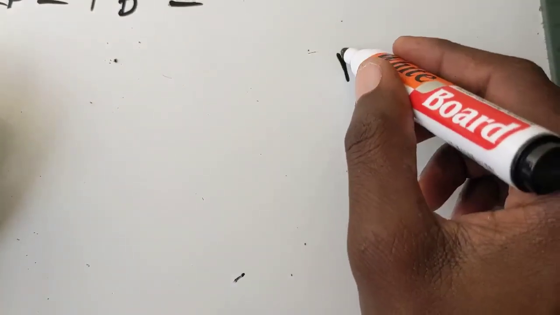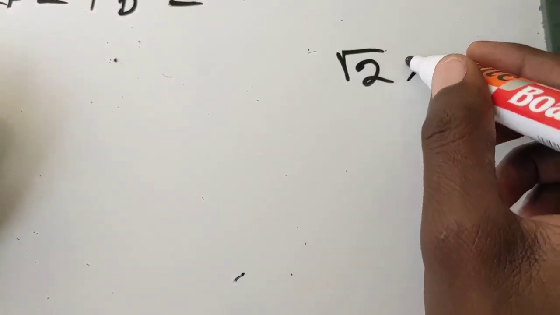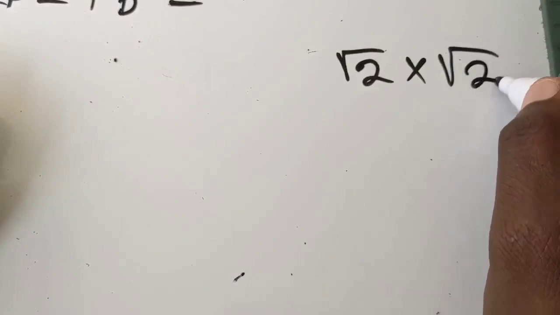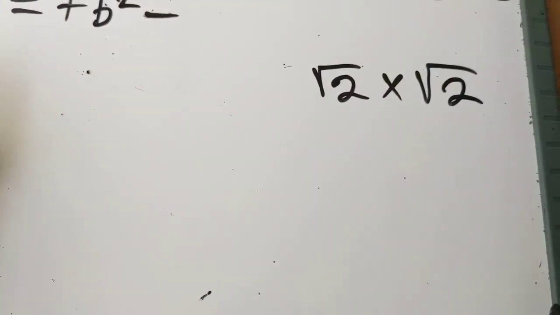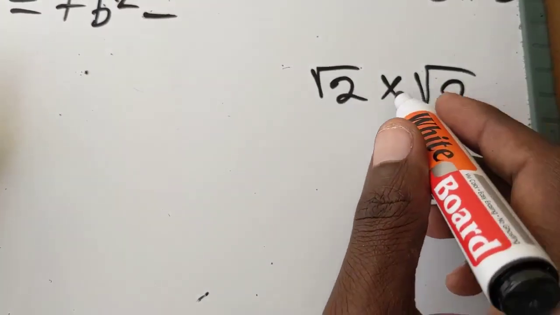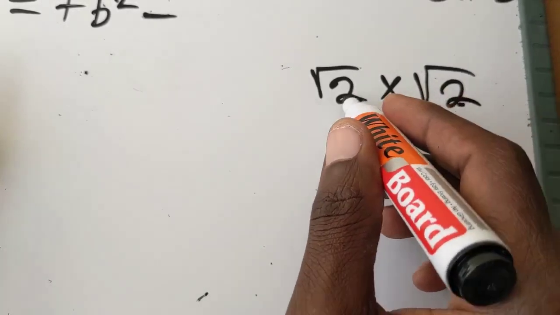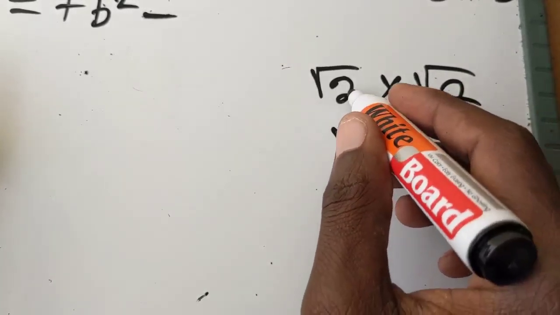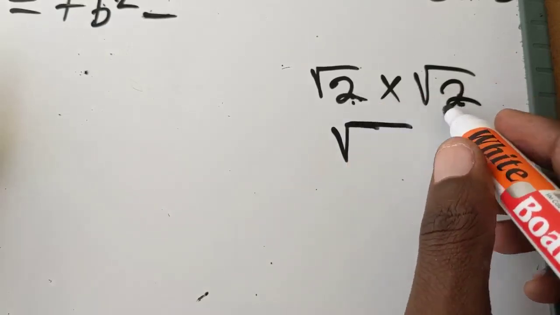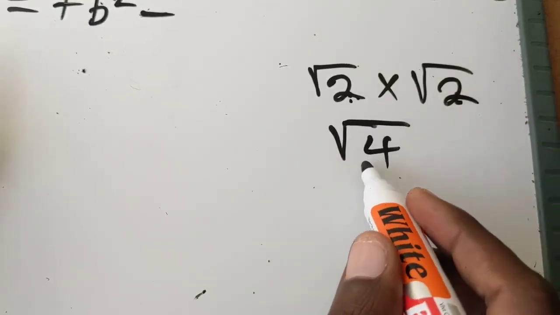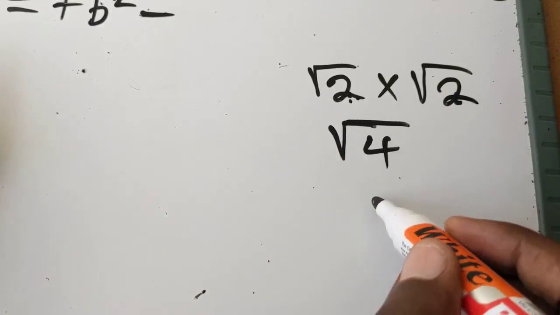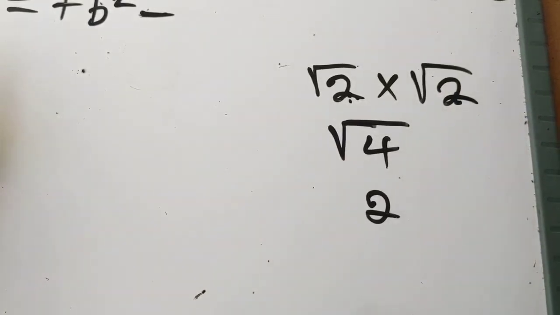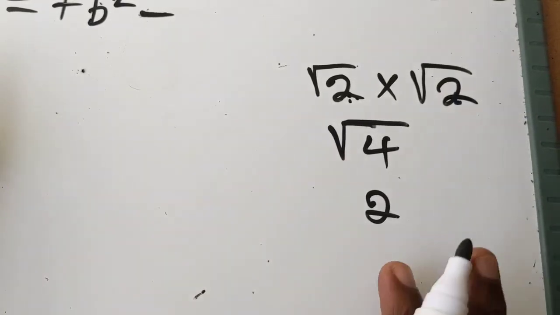So let's say the square root of 2 multiplied by the square root of 2. What you do, you first multiply the numbers inside. This times this, it is 2 times 2, it is 4. So what is the square root of 4? It is 2. That is what they did.